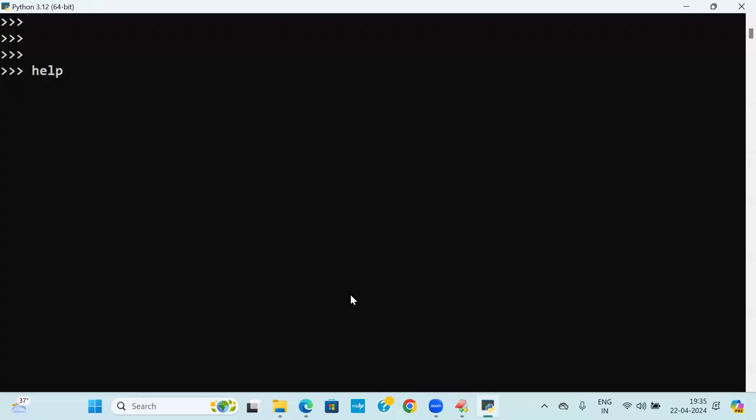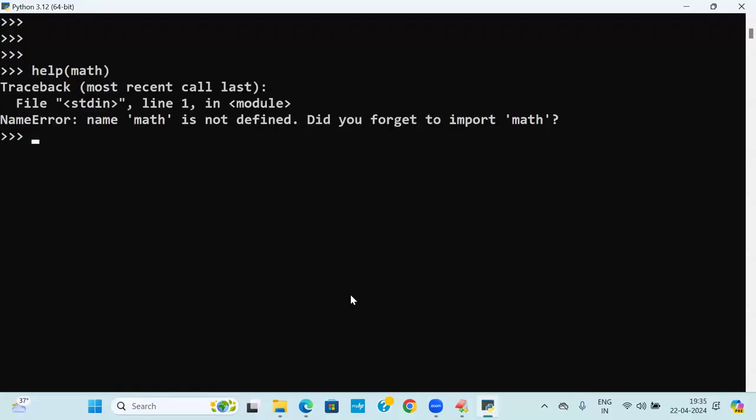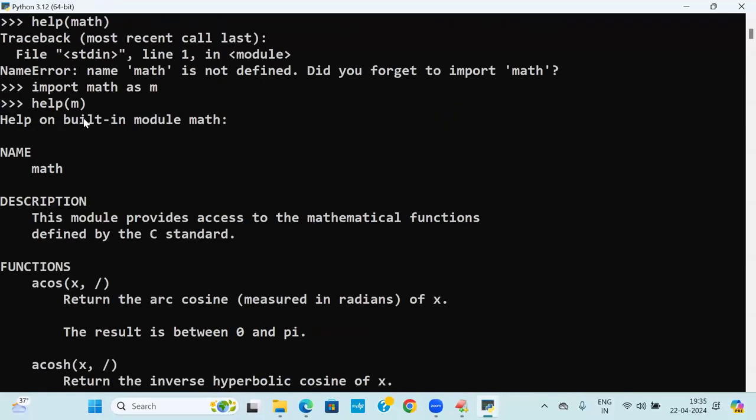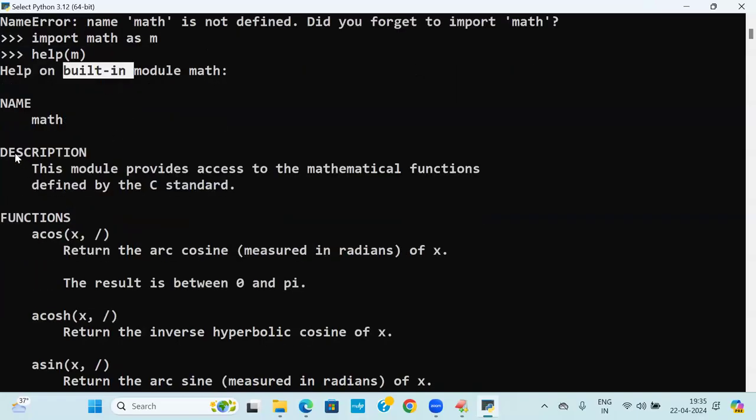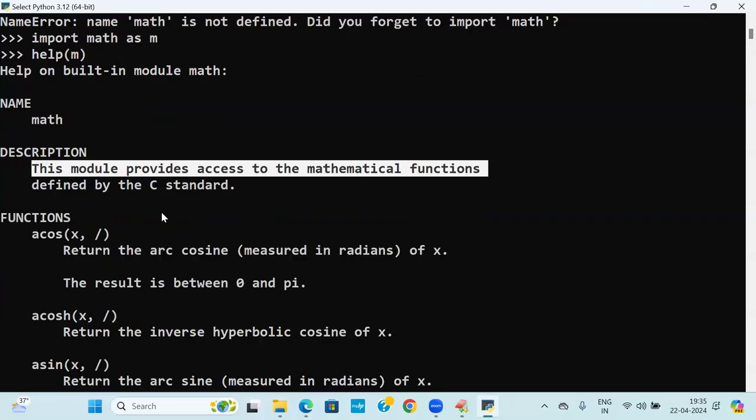Help. Help is a function in Python. There you say, what is my module name? Math. Press the enter key. Help, oh sorry. Import math as what? M. So on what name is math available? M. So I need to write what now? M only. See, my dear students, what is math? A built-in module, already present, a predefined module. The description says: this module provides access to the mathematical functions.